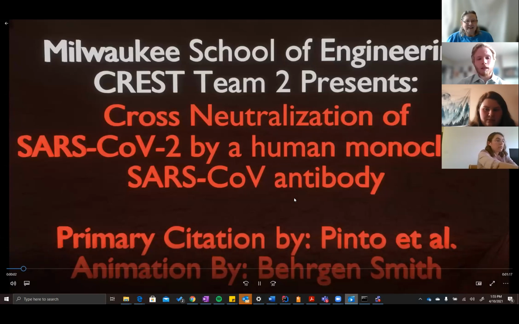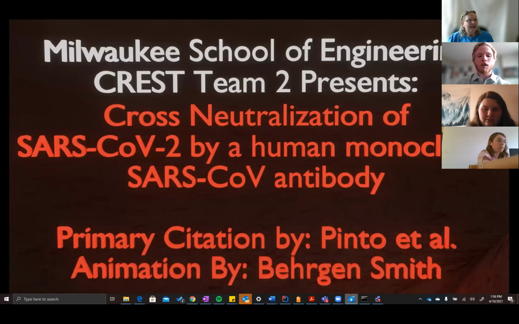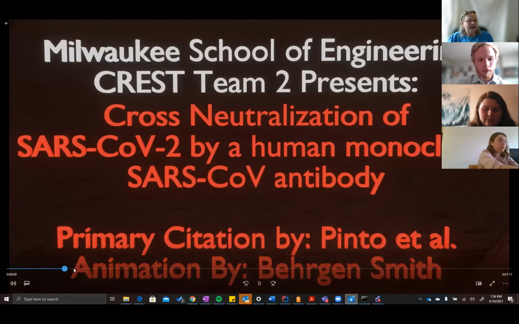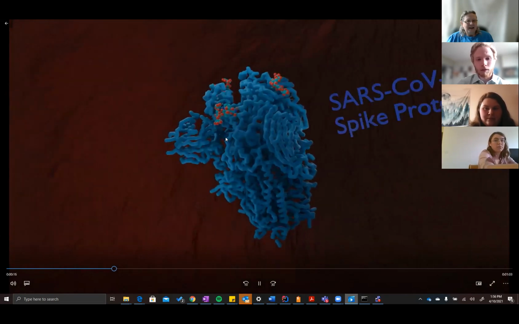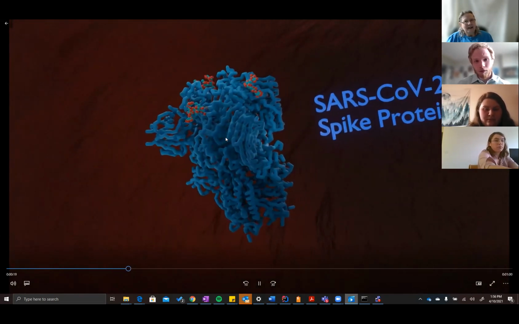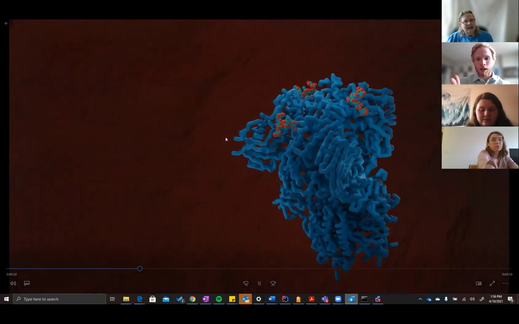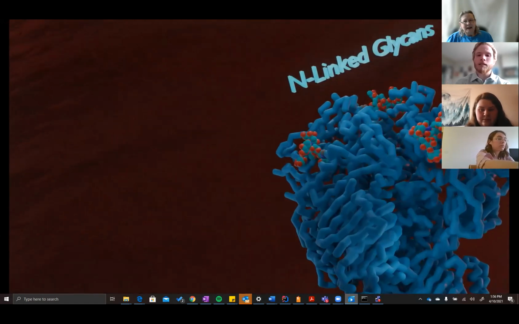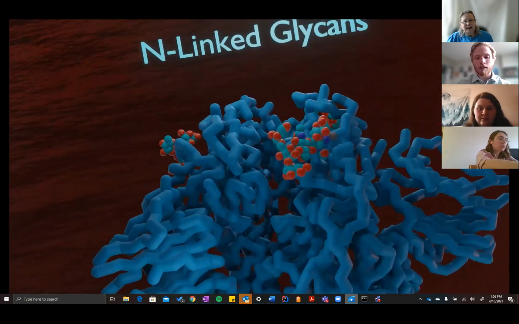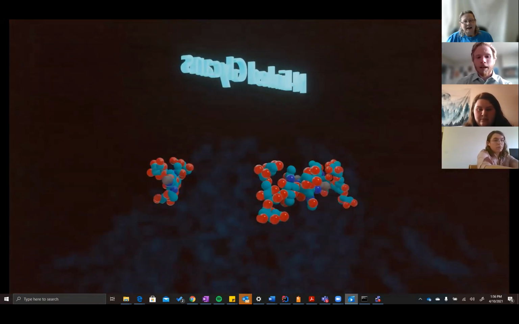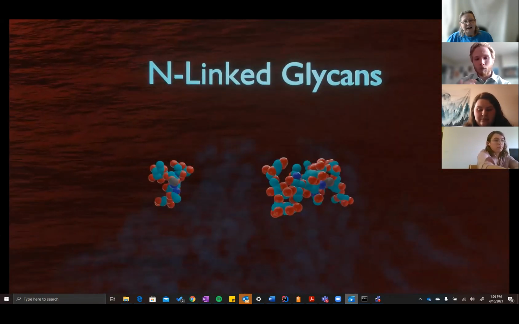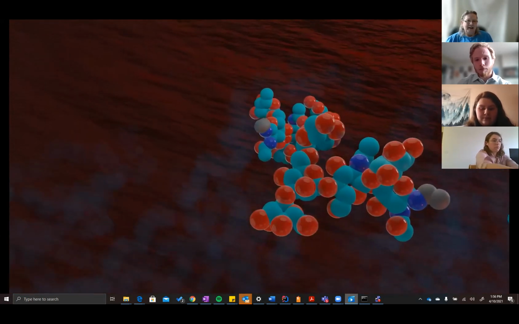We studied the cross-neutralization of SARS-CoV-2 by a monoclonal antibody that's also effective on SARS-CoV spike protein. This is the spike protein that we're studying, the spike protein of SARS-CoV-2. On the top, you can see these glycans. They're oligosaccharides that are covalently linked to the surface of the protein. There are 3 of them, 1 on each trimer, and these serve as recognition points for the antibody.